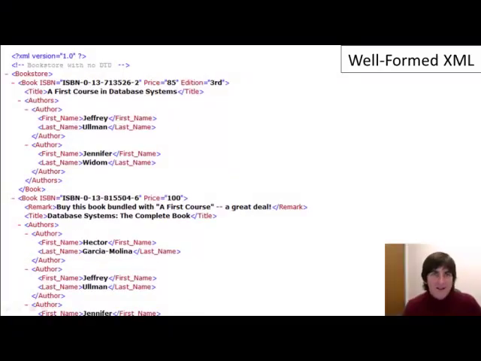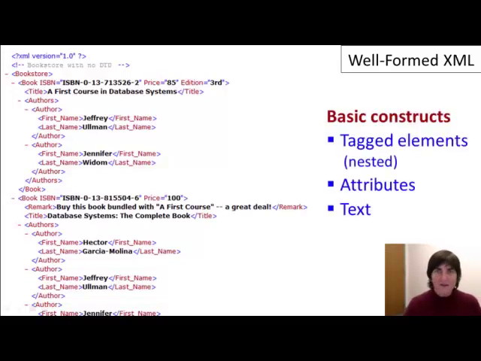So now let's take a look at the XML data itself. You see on the left side of the video a portion of an XML document. The entire document is available from the website for the course. The XML has three basic components, again, fairly similar to HTML. The first is tagged elements. So for example, let's take a look at this element here. This is an element saying that the data here is a first name.